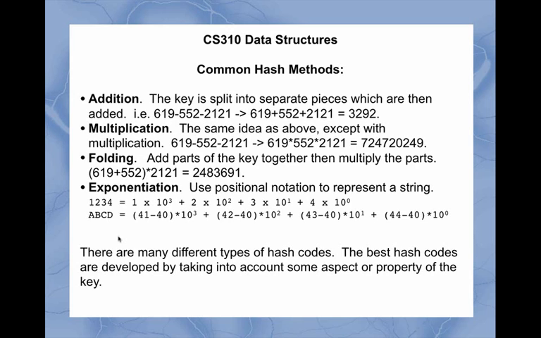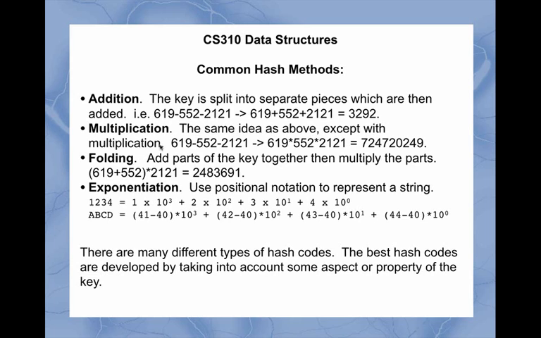Suppose we have the integer 1234. We can rewrite this as 1 times 10 cubed plus 2 times 10 squared plus 3 times 10 to the first plus 4 times 10 to the 0. In other words, 1000 plus 200 plus 30 plus 4. We can use that same idea with strings.